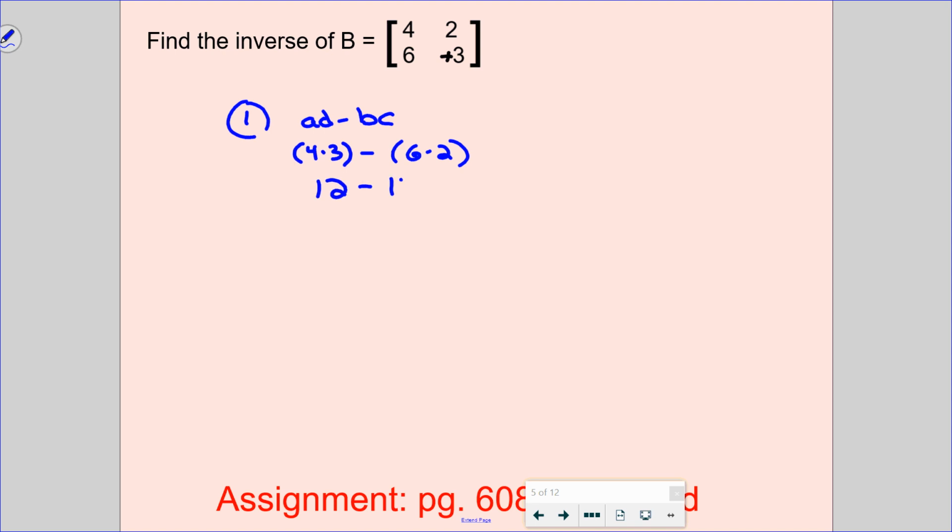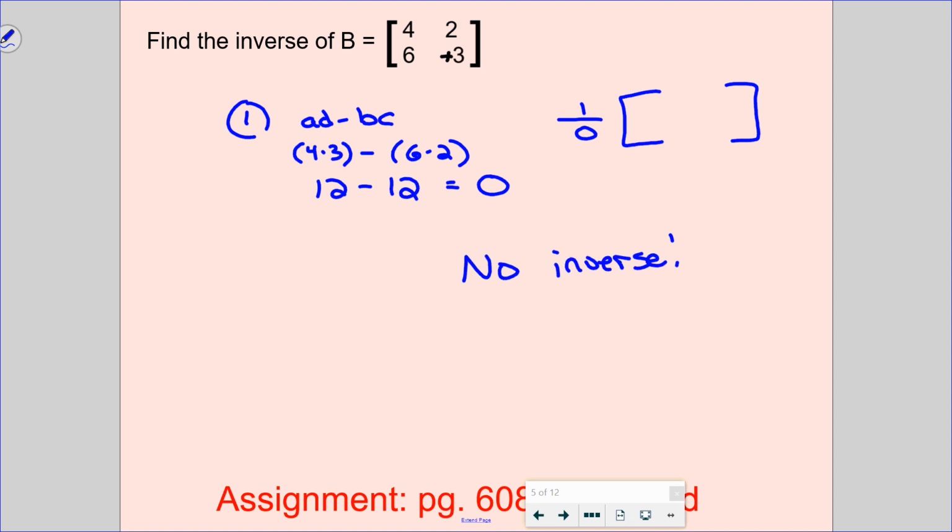I have a 12 minus a 12, or in this case, I wind up with a 0. We know that if we tried to put a 1 over 0 in front of any matrix, well, our calculator's not going to like that very much. So this would be an example of a 2 by 2 matrix that doesn't have an inverse, which can happen.